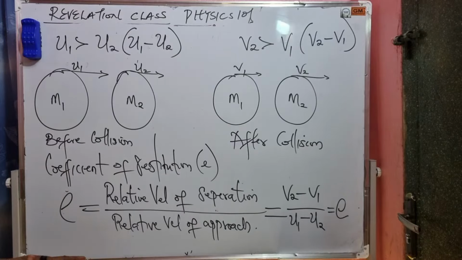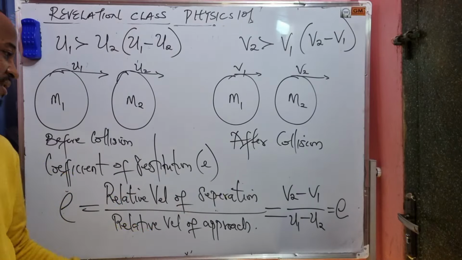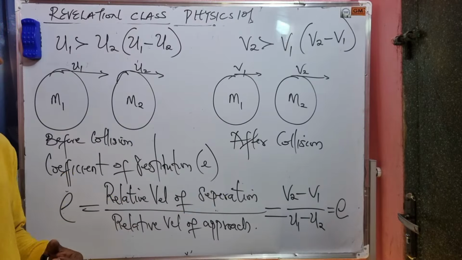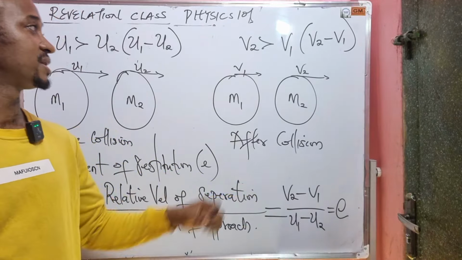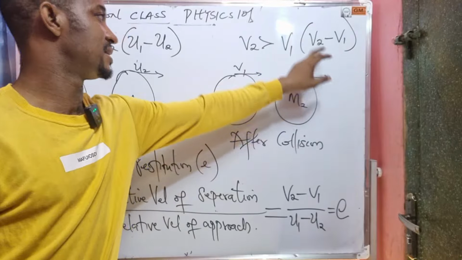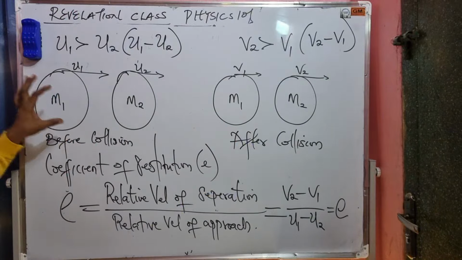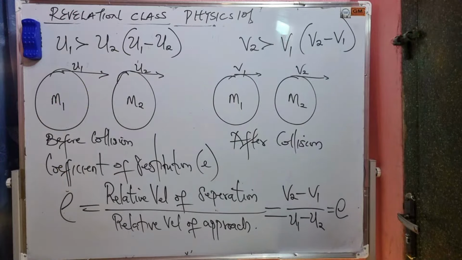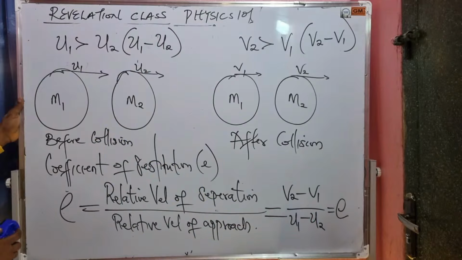Now we have seen coefficient of restitution is defined as relative velocity of separation over relative velocity of approach. Separation is how fast the two bodies will separate after collision, which is V2 minus V1. For them to separate, the speed of V2 must exceed that of V1, and that gives us the relative speed as V2 minus V1. So the formula says V2 minus V1 over U1 minus U2.